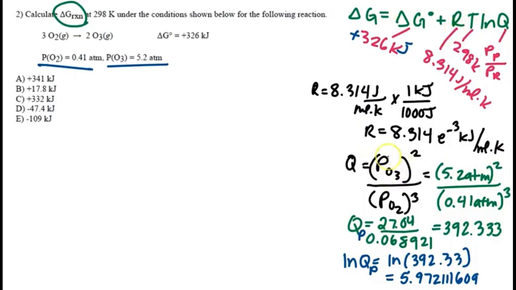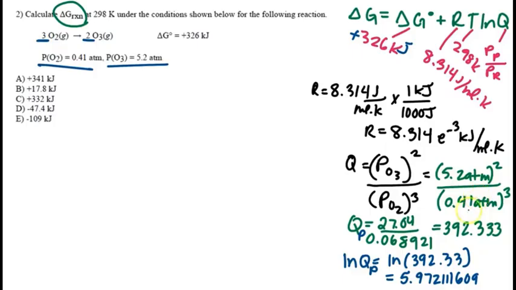All right, next we have to go ahead and get our Q value. We're already given partial pressures of our reactant and our product. So our partial pressure of O3 is going to be squared because there's a 2 in front of it. And we're going to divide by the partial pressure of O2, which is going to be cubed because there's a 3 in front of this one. Okay?